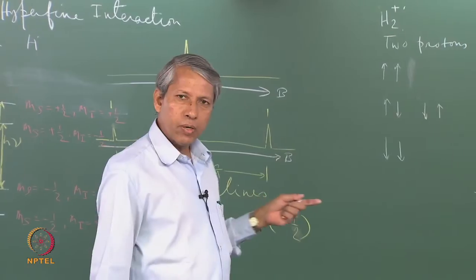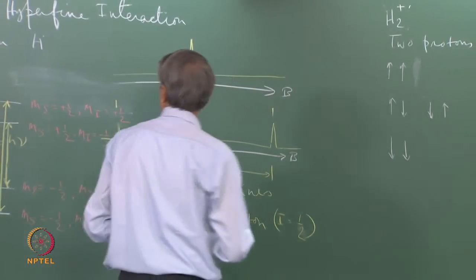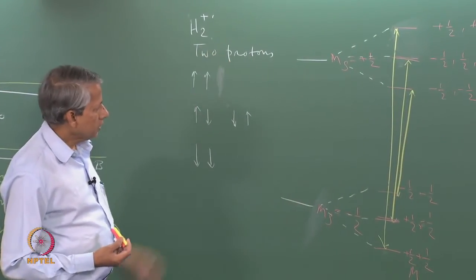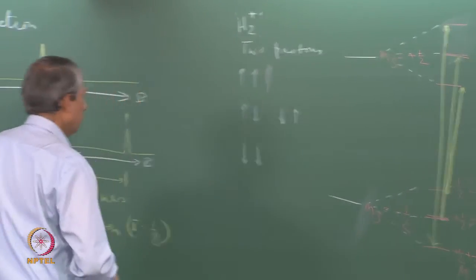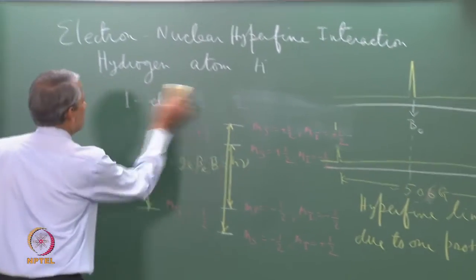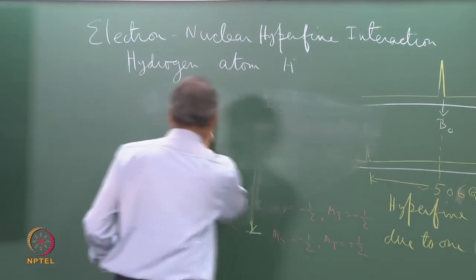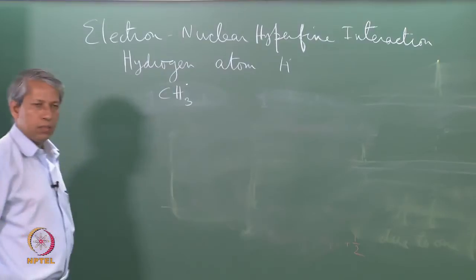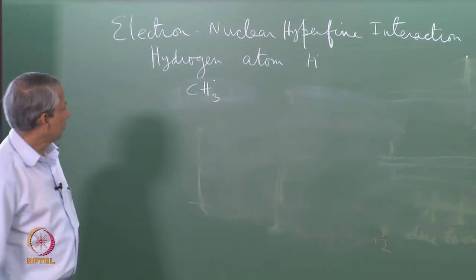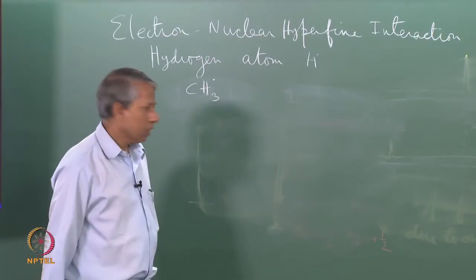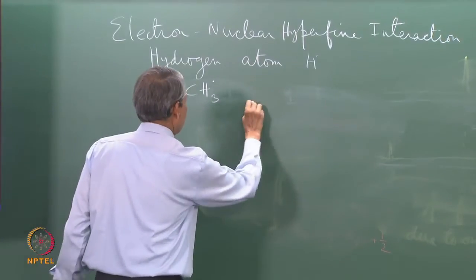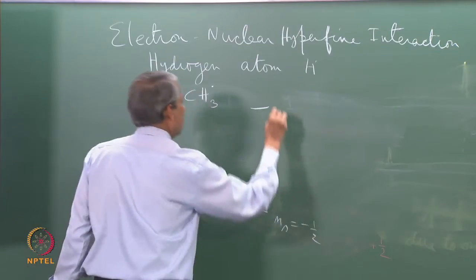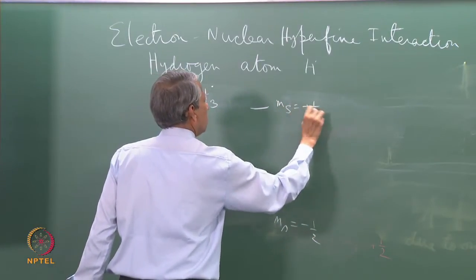So, we can continue further with this sort of argument. If I have more than two spin half nuclei, what will be the corresponding EPR spectrum? Let us do one more and then we will generalize after that. Suppose we have a system of three protons, and that is also a radical. Something I can think of is, let us say, the methyl radical. These three protons are equivalent in all respects. So, I could draw a similar energy level diagram as earlier. For the electron, this is m s equal to -half, and here m s equal to +half.